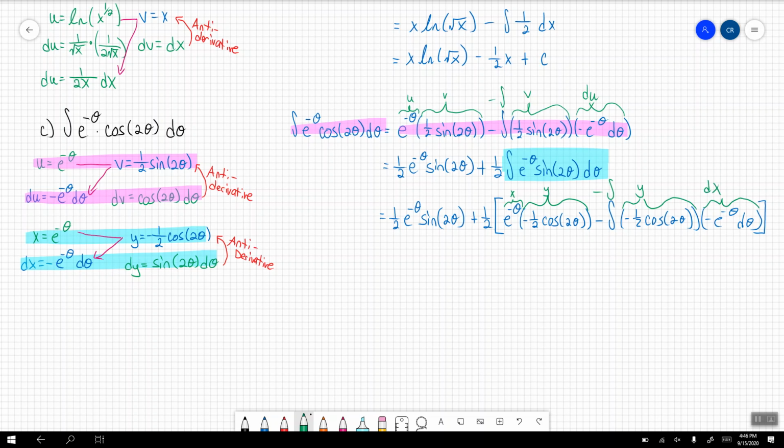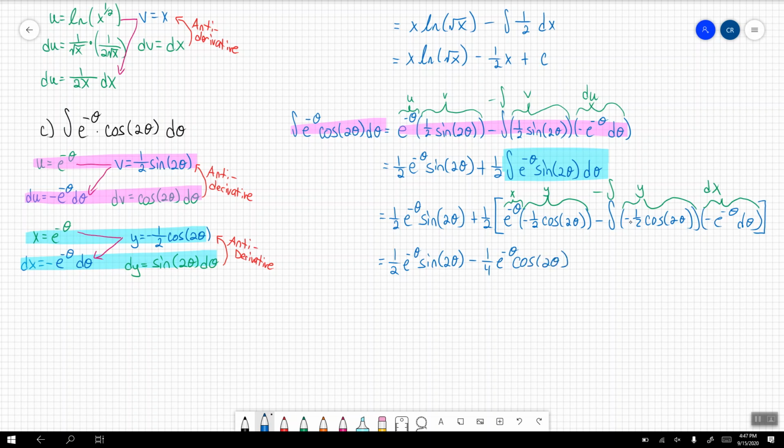And so using this, I can now, again, simplify just a little bit more. And so now we have 1/2 e to the power of negative theta times sine of 2 theta plus, let's distribute this half into this whole mix. Okay, so distributing that half, this is actually going to turn into a minus because we have a negative here. So minus 1/4 e to the power of negative theta multiplied by cosine of 2 theta.